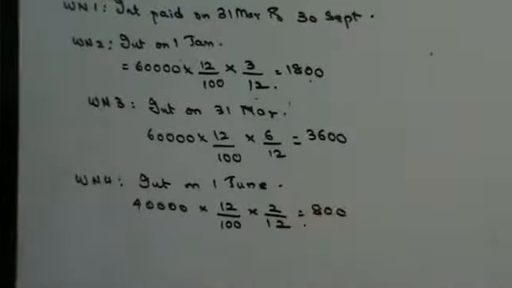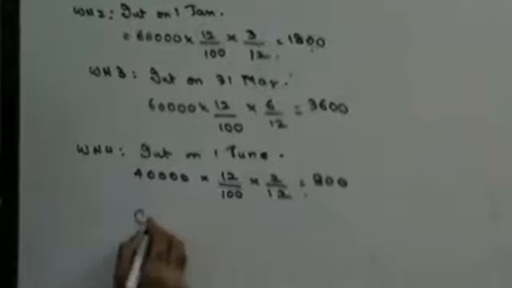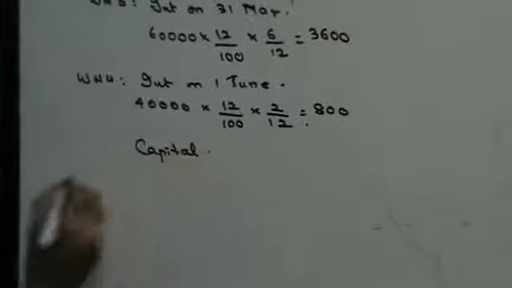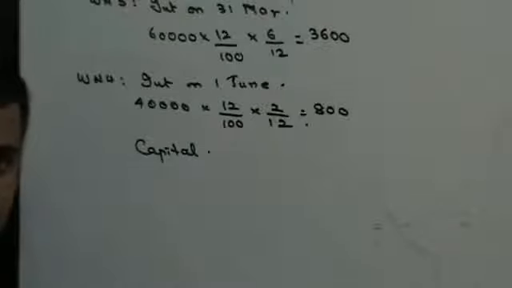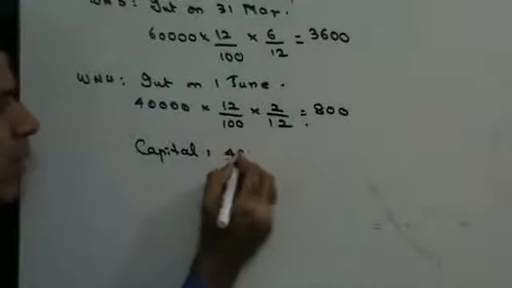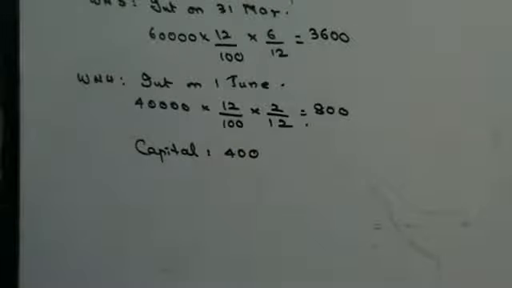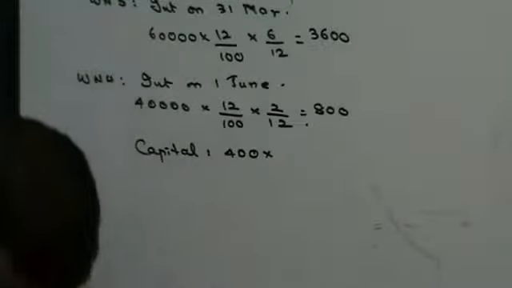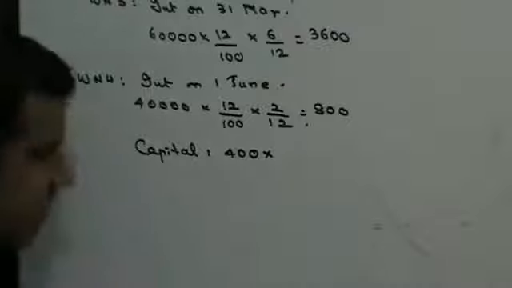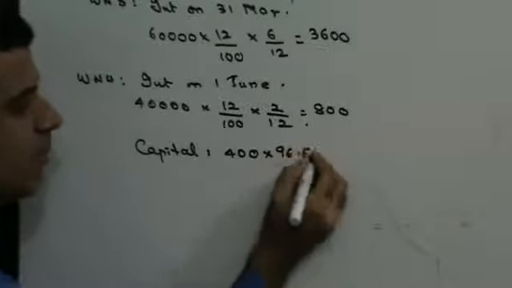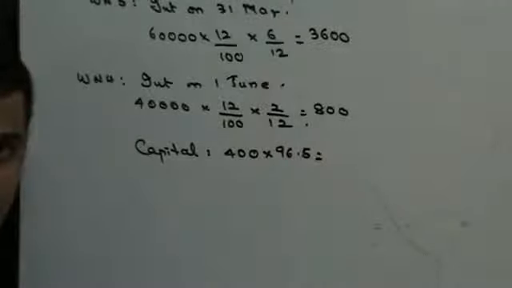Now let's find out the capital value. Each debenture is of 100 rupees. I have purchased debentures of 40,000, which means I must have purchased 400 debentures. I have purchased them at 96.5. How much is it? 38,600.